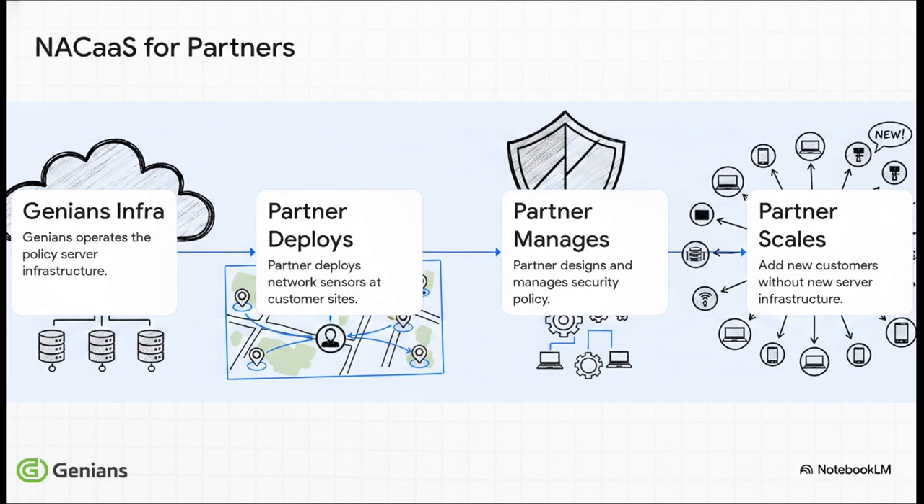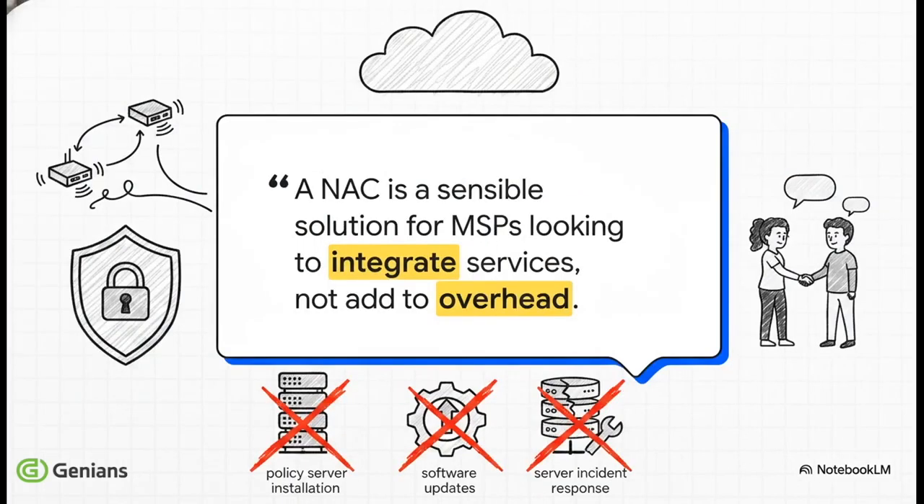What does that mean? It means a partner can onboard a brand new customer without ever having to build out any new server infrastructure. This whole setup lets the partner focus on what they do best, right? Deploying sensors, designing smart security policies, and managing that customer relationship. They're not getting bogged down with policy server installs, software updates, or having to respond to server outages.